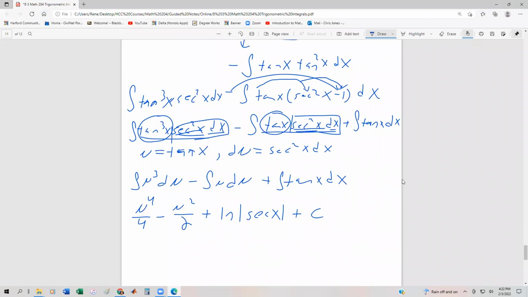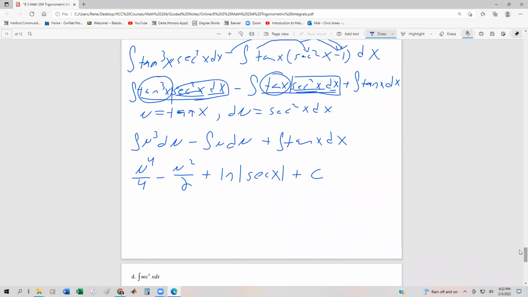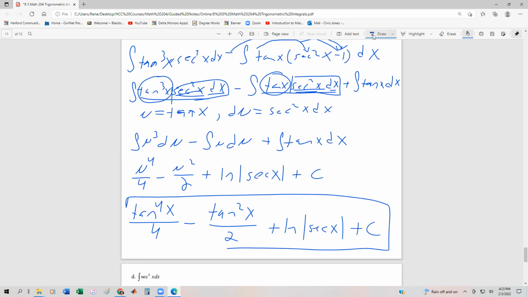Finally, we need to back substitute. To finish this off, remember that u is equal to the tangent, so we are going to end up with tangent fourth of x divided by 4 minus tangent square of x divided by 2, and make this look like a real tangent, plus the natural log of the absolute value of secant of x plus c. All right, that's our answer. If you want to find the derivative of that and then whack it with a whole bunch of trigonometric identities, that'll get you back to the original problem.